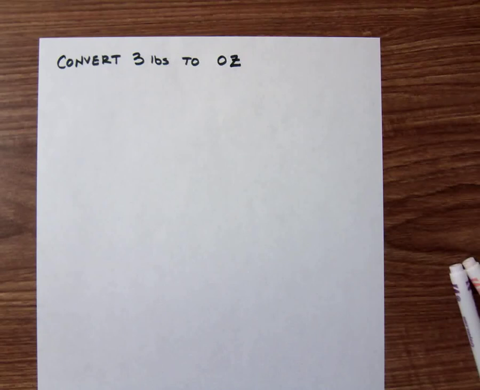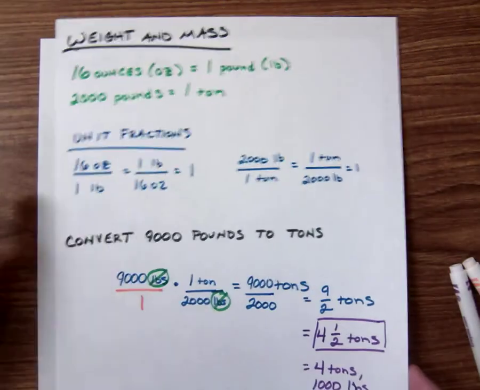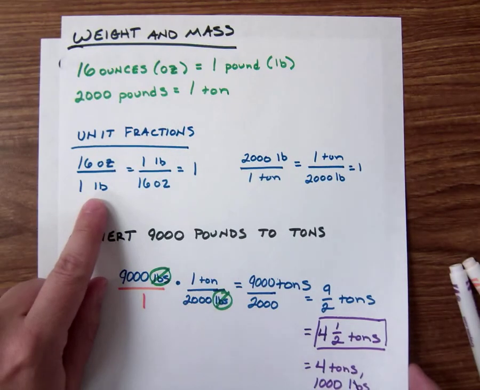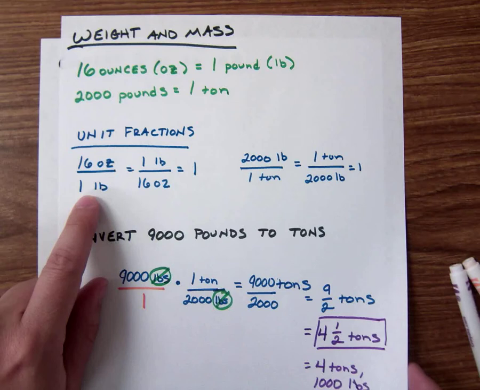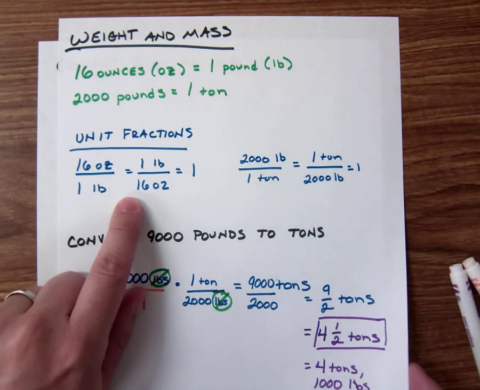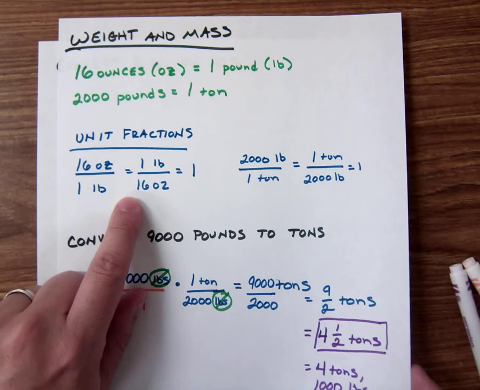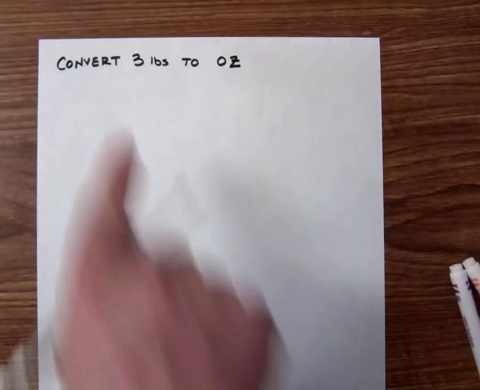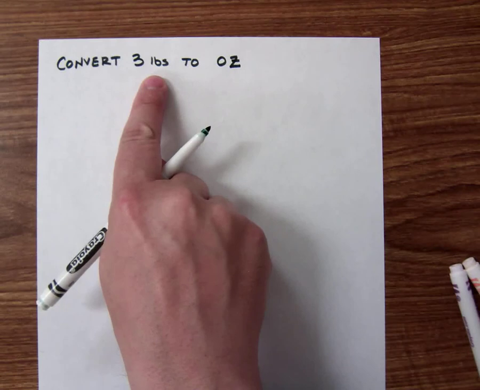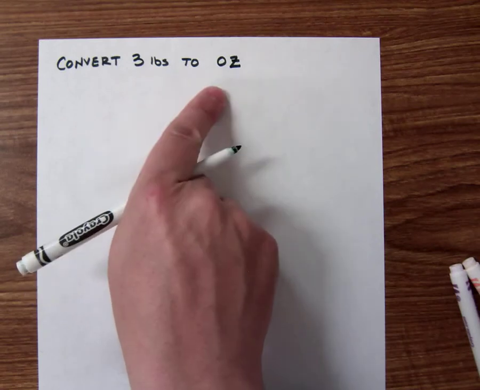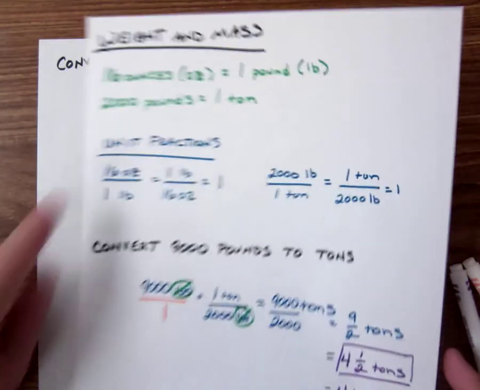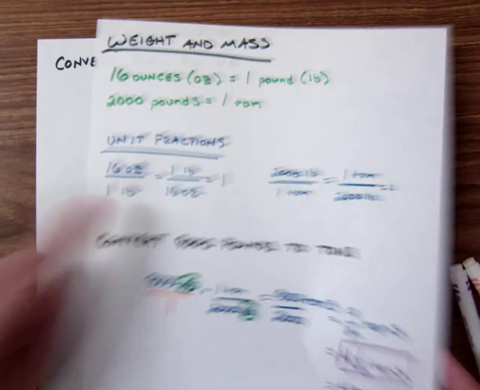All right, pounds to ounces. So we need one of our unit fractions that contains both pounds and ounces. So let's come back over here. This one right here has got pounds and ounces in it. We can either do ounces on top and pounds on bottom, or pounds on top and ounces on bottom. The thing that we want has to be on the top, and the thing that we have on the bottom. So we have a measurement in pounds. We want a measurement in ounces. Okay, so it needs to be ounces on top, 16 over 1.